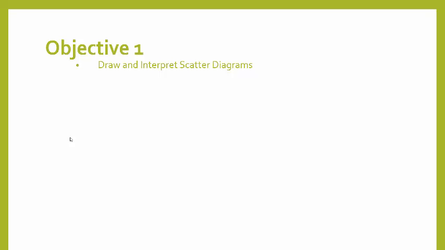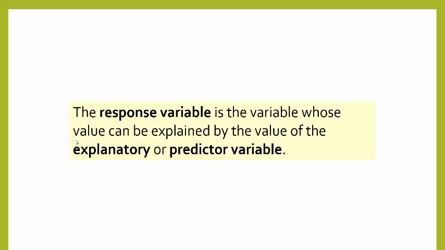Alright, so let's go through the first thing. Let's draw and interpret scatter diagrams. Scatter diagrams have what's called first a response variable, and that is the variable whose value can be explained by the value of the explanatory or predictor variable. So there's an explanatory and response variable. Like for example, would you agree that your GPA can be somewhat explained by the number of hours of studying you do? So in that case, GPA would be response, hours of study would be explanatory.